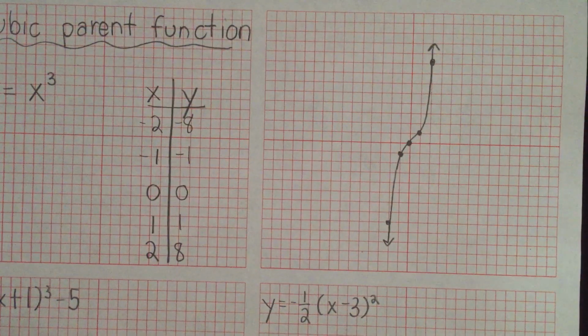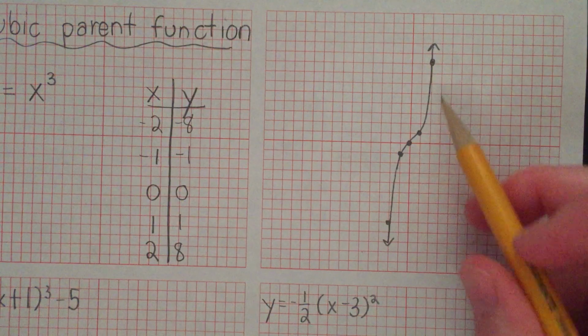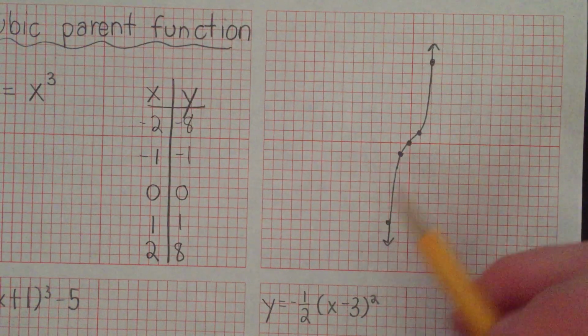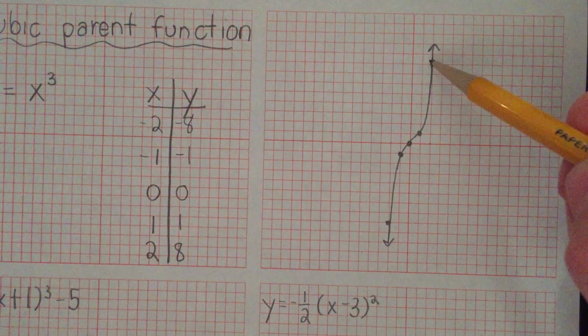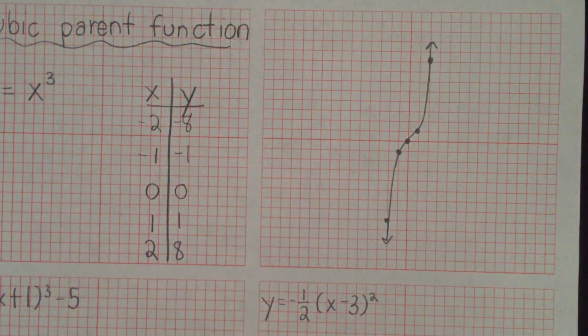Okay, pretty obvious that the domain is going to be all real numbers because it's going to go all the way left, all the way right. And your range is also very obviously going to be all real numbers because it definitely goes all the way down, all the way up.